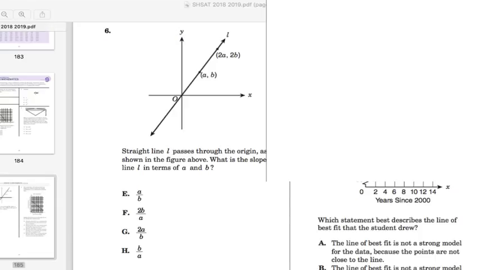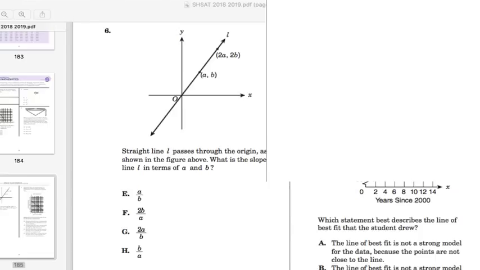So this one I can probably just speak through. It says a straight line L passes through the origin. So we can see L in the upper right hand corner over here. I'm not sure if my cursor is appearing or not. I have to figure out how to get a transparent whiteboard so I can use the cursor, because I know it definitely shows through the whiteboard. Anyway, line L passes through the origin, O, and as shown in the figure above, what is the slope of L in terms of A and B?